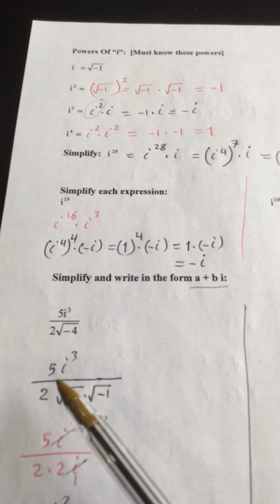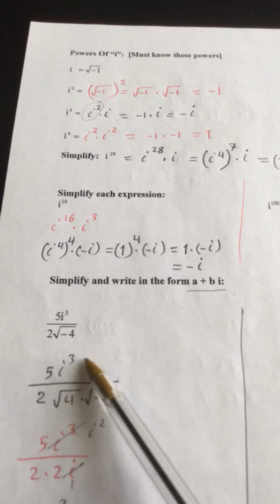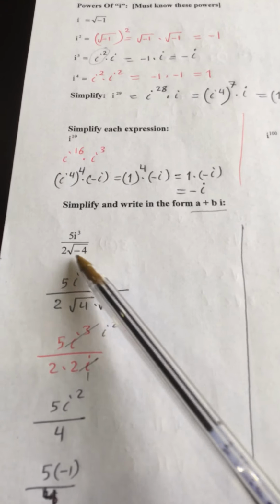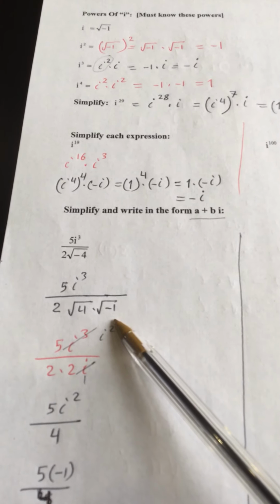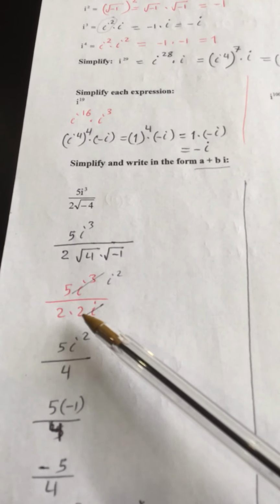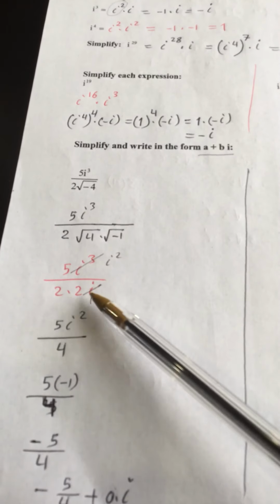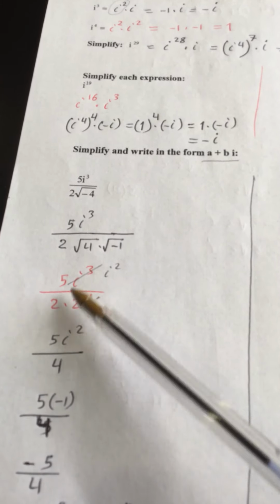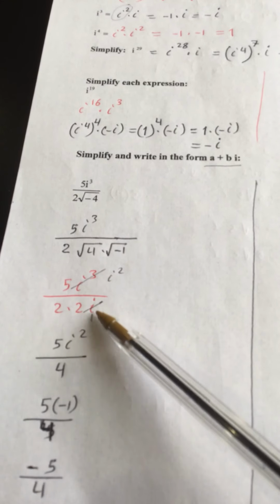Now let us simplify. So 5i cube, we keep it, also 2. Now square root of negative 4, we can rewrite it like square root of 4 times negative 1. Square root of 4 equal what? Equal 2. Square root of negative 1 is i. So now simplify. So here we have i and i cube. Divide out by i. So i cube divided by i is i squared.